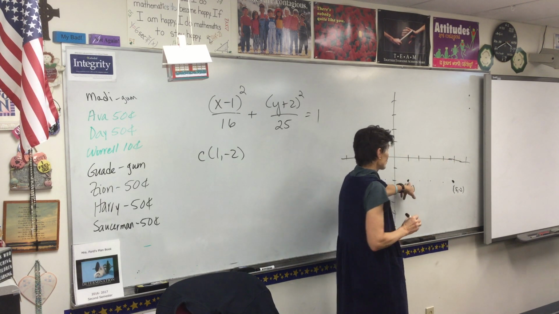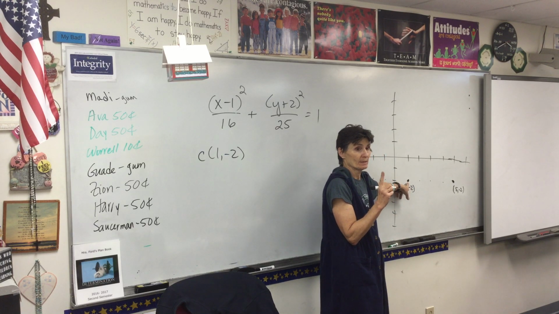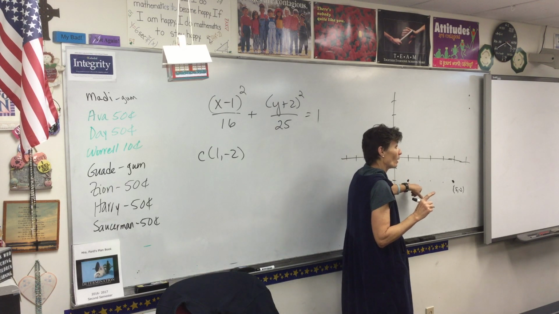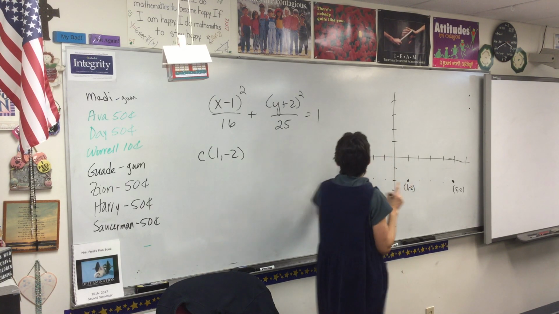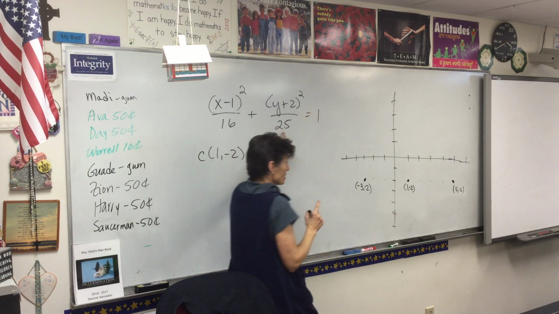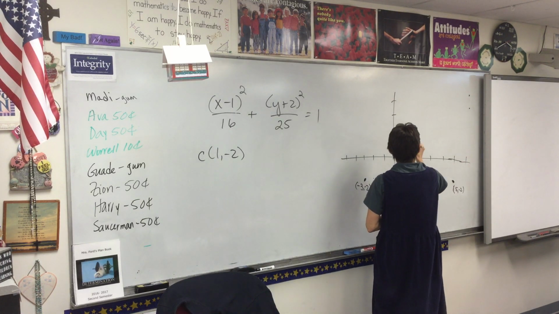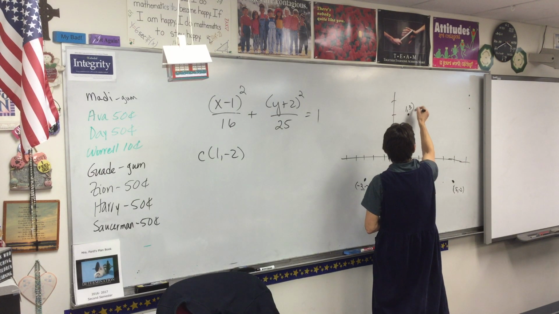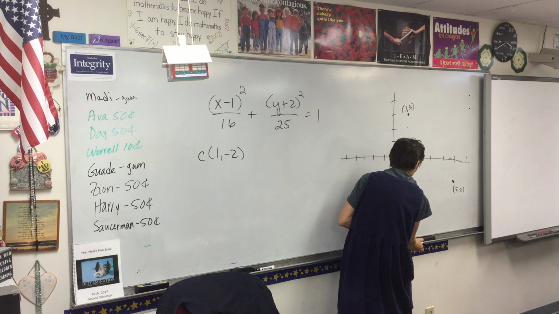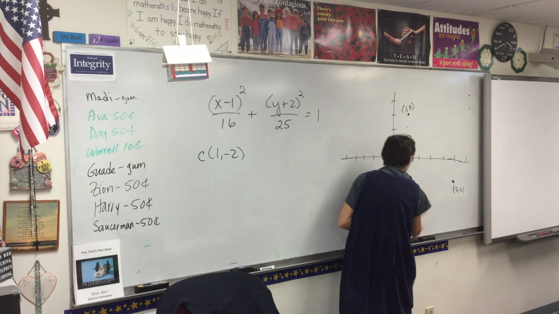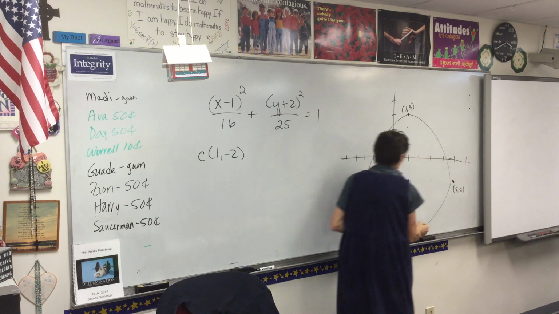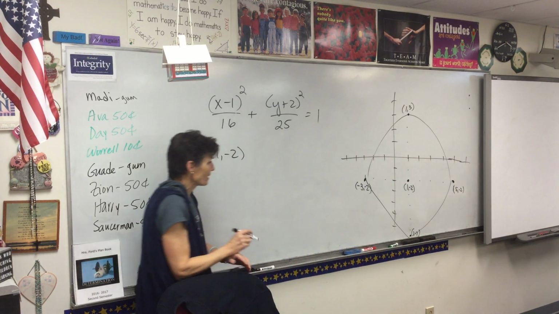Yep. Remember, you're starting at 1, where x is 1, and you're going 4 each way. Now, I'm starting where y is -2, and I'm going 5 each way. So if I count up 1, 2, 3, 4, 5, this is 1, 3. Oh, shoot. 1, 2, 3, 4 is way down here. That would be 1, -7. My scale isn't very good, so my ellipse isn't too nice.